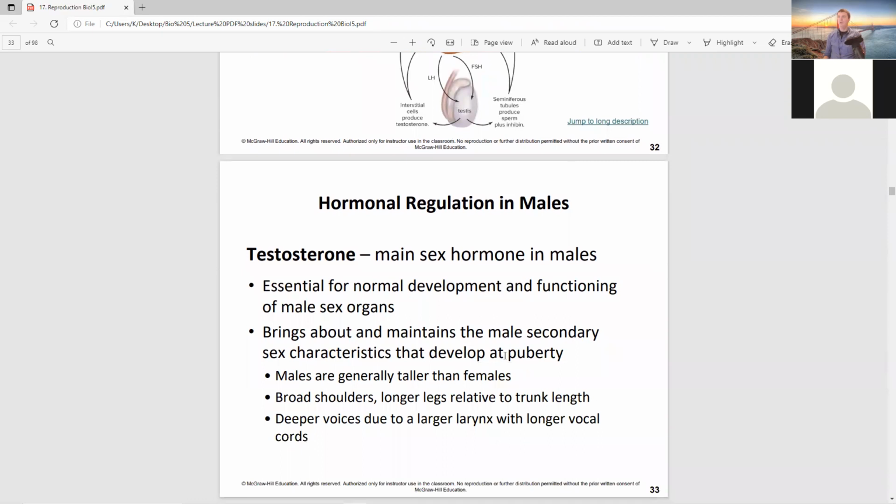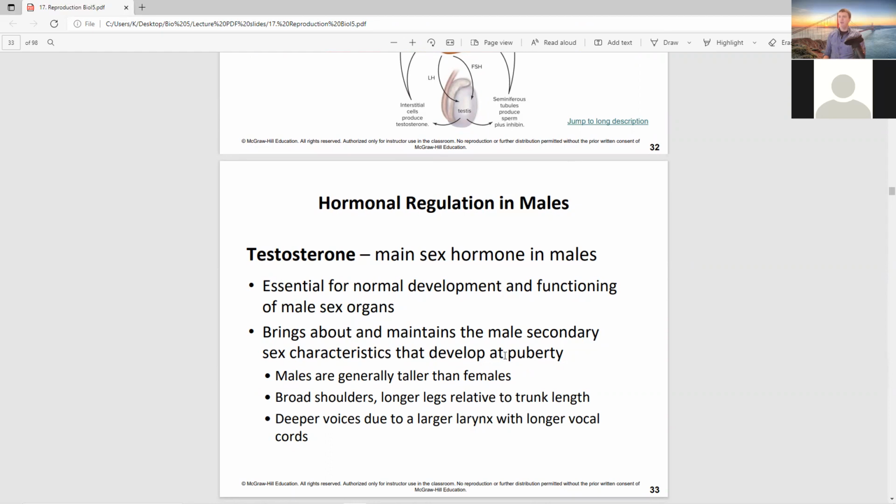So, hormone regulation in males. Like I said, testosterone is the main sex hormone in males. It's essential for normal development and functioning of male sex organs, and brings about and maintains the male secondary sex characteristics that develop at puberty.